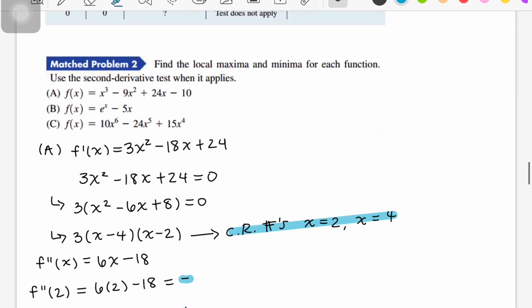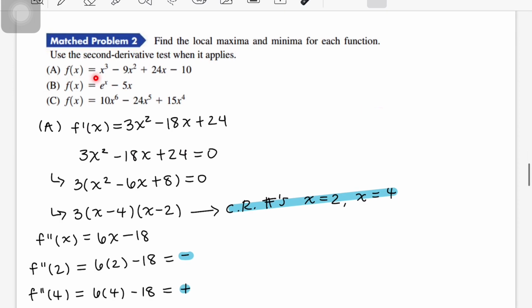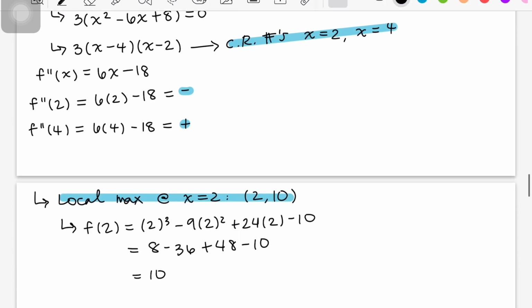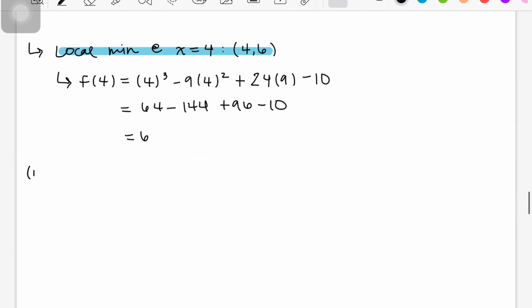Let's do part B here. So again, we're going to use the second derivative test to find the local maximum and minimum when our function is equal to this. The first thing we'll do is take the derivative. We know the derivative of e to the x is just e to the x, and the derivative of minus 5x is just minus 5. So for part B, this is our derivative here.